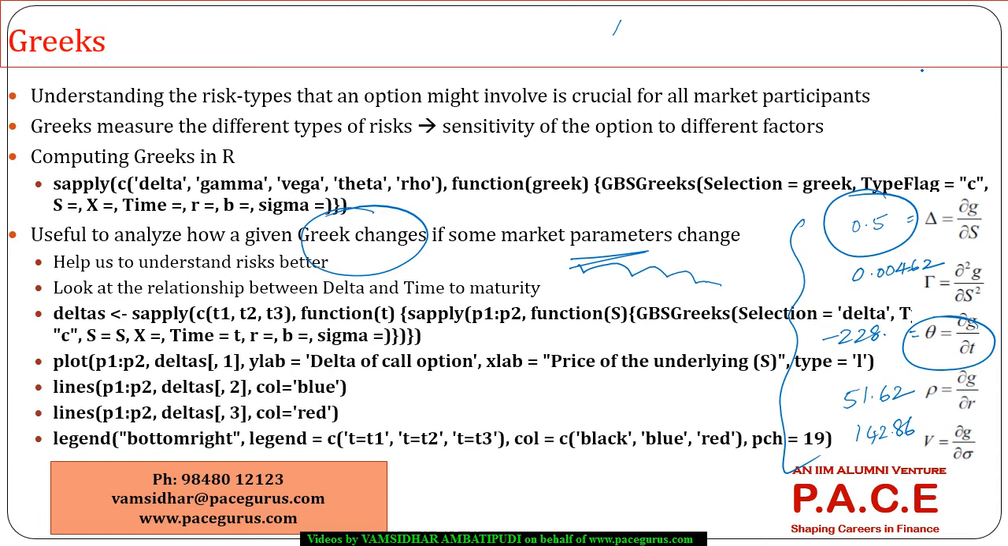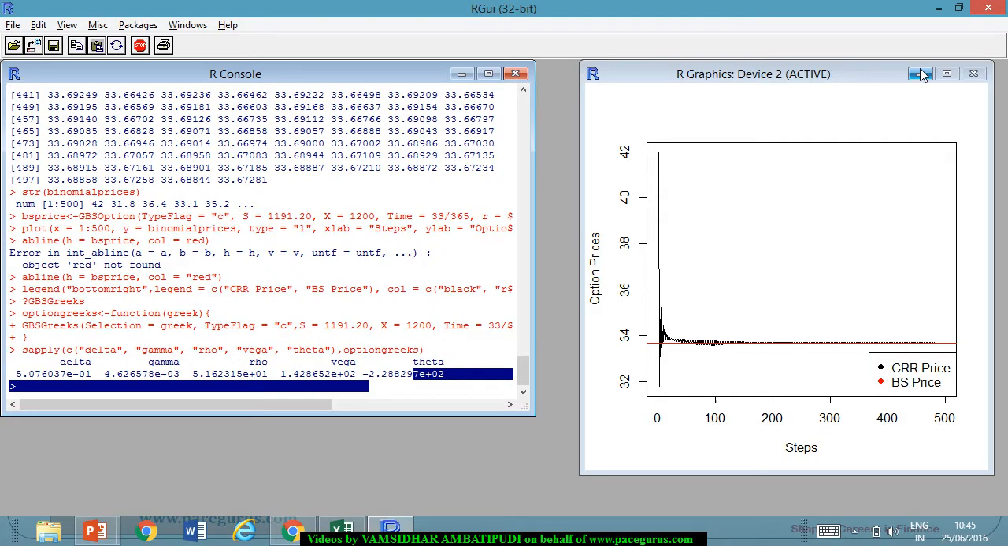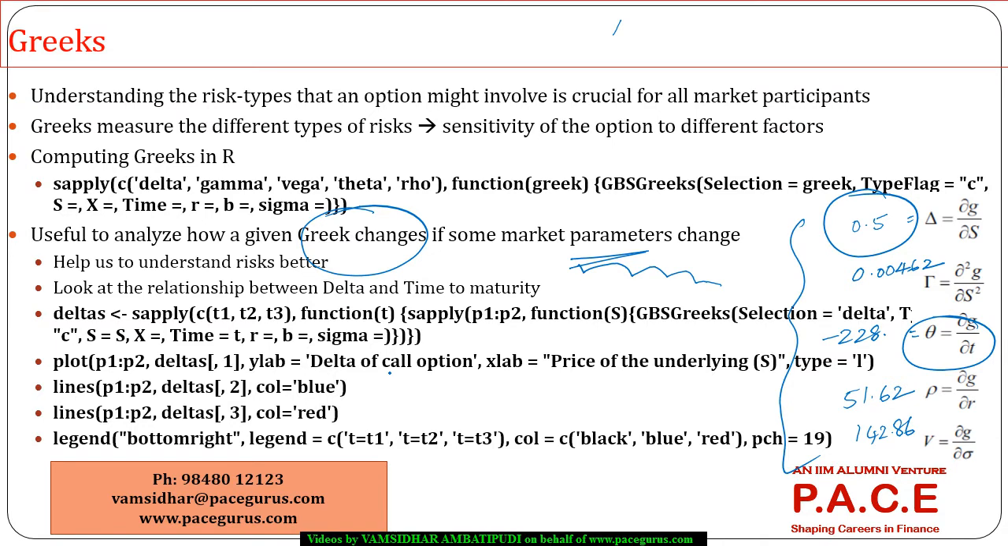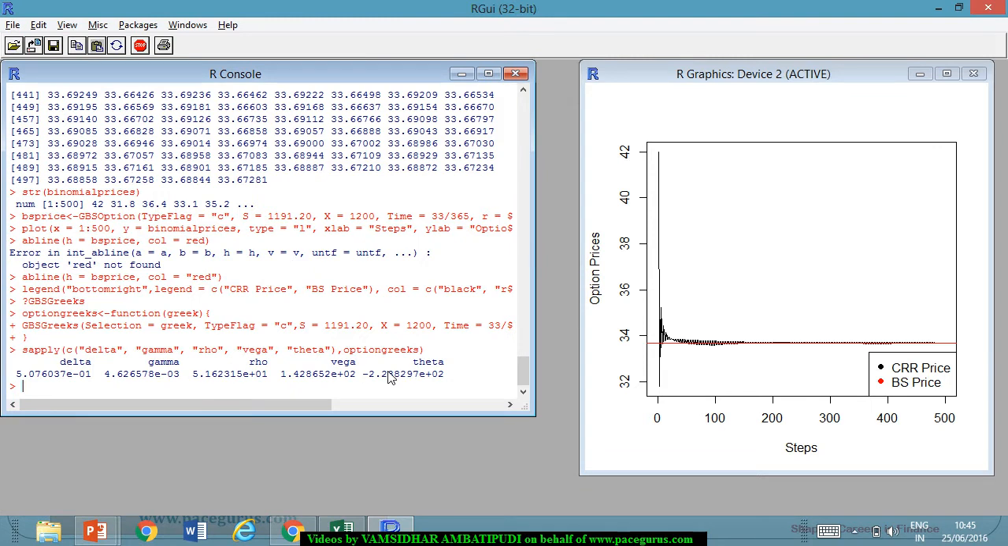So first, let me create a delta. Let me create one function with respect to both time as well as stock price. Let me call it the time delta relation function, wherein I am giving the time as an input to this function.